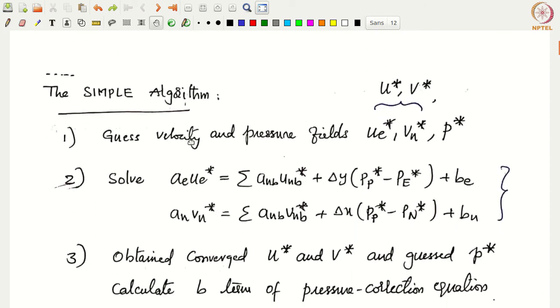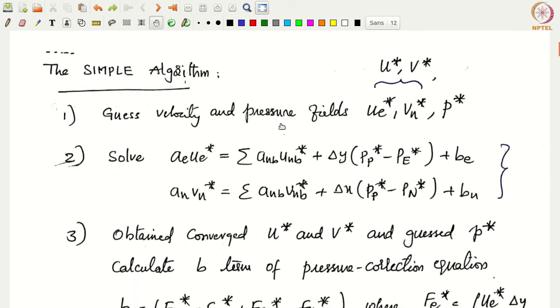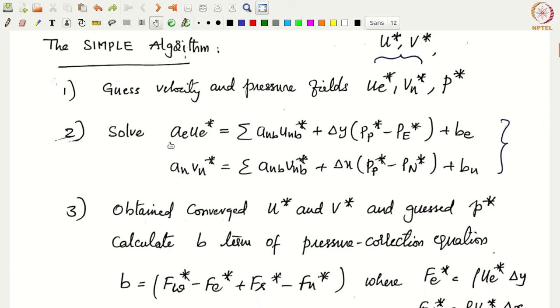So coming to the SIMPLE algorithm, the first step was to guess the pressure field. Essentially you have to guess the velocity as well as the pressure field. So guess u star, v star, or ue star, vn star, as well as p star. Once you guess the pressure and velocity fields, you have to solve the discretized momentum equations, which are written for the control volumes for u and the control volumes for v. These are centered around the east face, west face, north face and the south face of the cell center P.